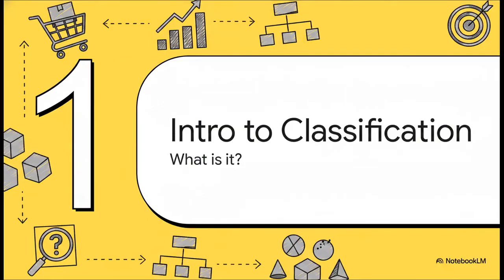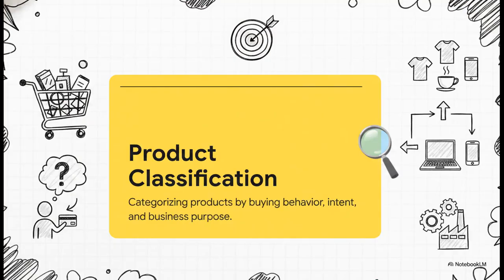Section 1. Intro to Product Classification. What exactly is it? Product classification is the process of categorizing products based on consumer buying behavior, usage intent, and business purpose. Simple language mein samjho. It is basically grouping products based on exactly how and why a customer buys them. This isn't just dry textbook theory, guys. This is literally the foundation of any winning marketing strategy.